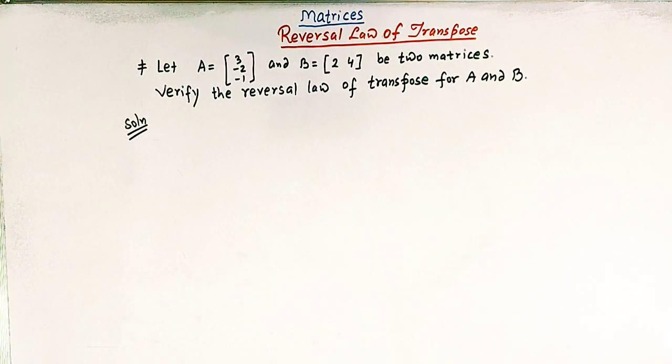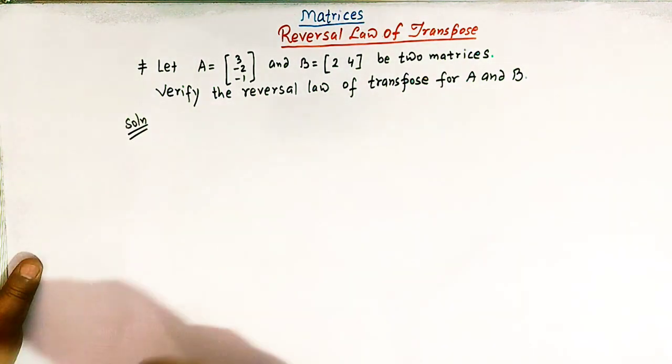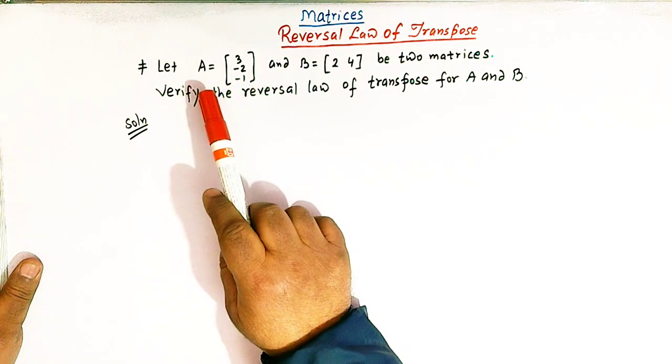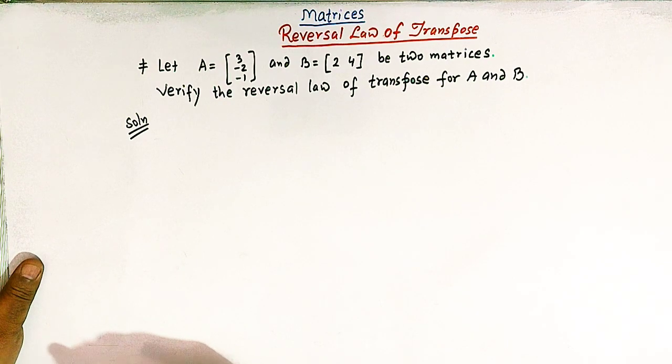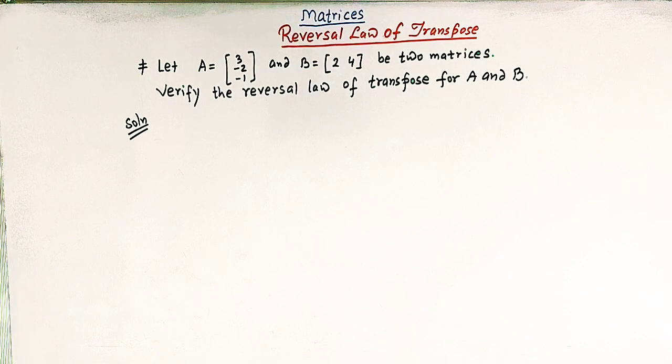Hello, viewers. In today's session, we are going to discuss one important problem related to matrices. Here we are given two matrices A and B, and we have to verify the reversal law of transpose for these two matrices A and B. So let us first briefly see the meaning of transpose of a matrix, and then we'll see the statement of the reversal law of transpose of two matrices.